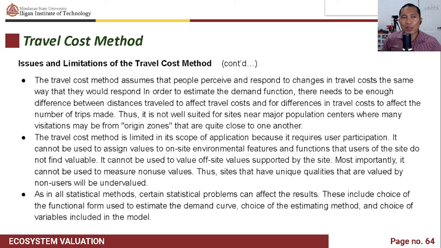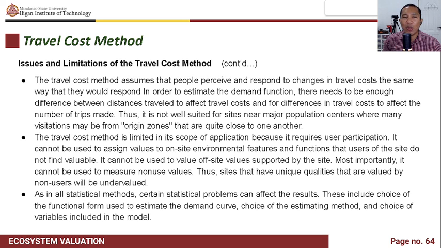Okay, and now we're down to the last slide, and these are the three limitations that we have to remember. So the travel cost method assumes that people respond to changes in travel costs the same way they would respond to changes in prices, in order to estimate the demand function. Okay, there needs to be enough difference between the distances traveled to affect travel costs. The travel cost method is limited in its scope and application because it requires user participation.